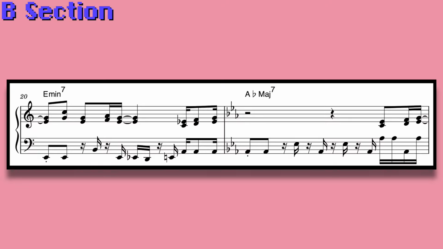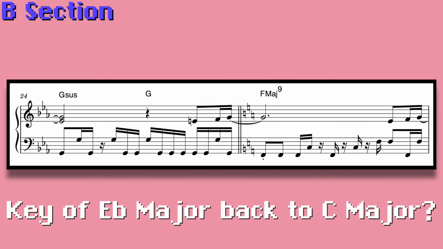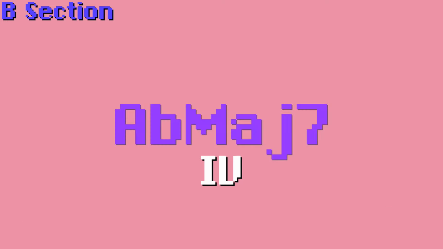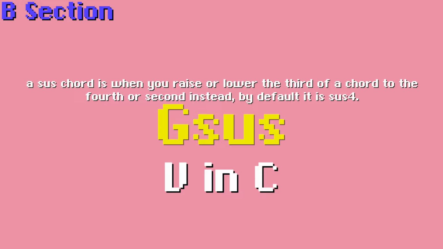Something important to note is when it goes up a minor third, the melody lands on the major 7th instead of the major 9. This will be very important for later. The way we get back from C to E flat is so slick. Instead of going from A flat major 7 straight to G, we go from A flat major 7 to G sus. That way we can hold on to the C for a bit longer and then go to G, and then resolve deceptively to F.